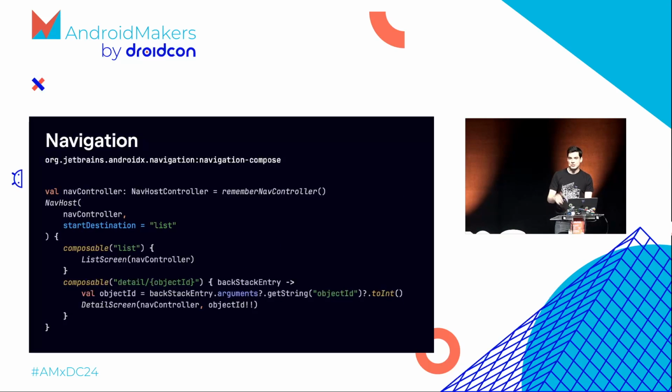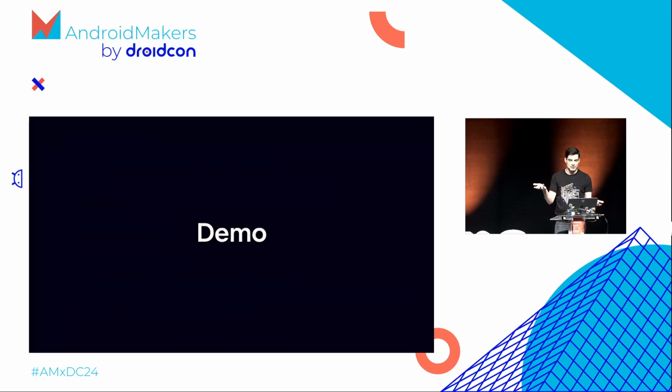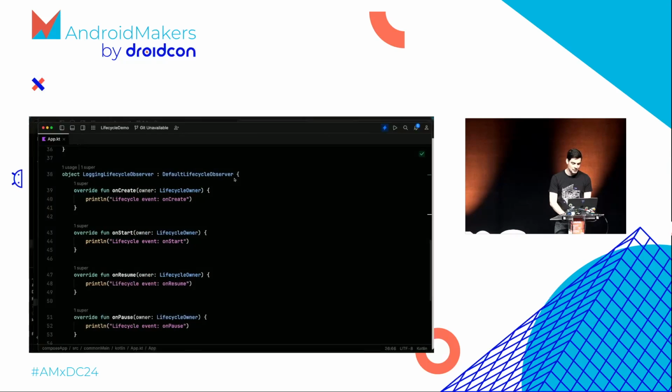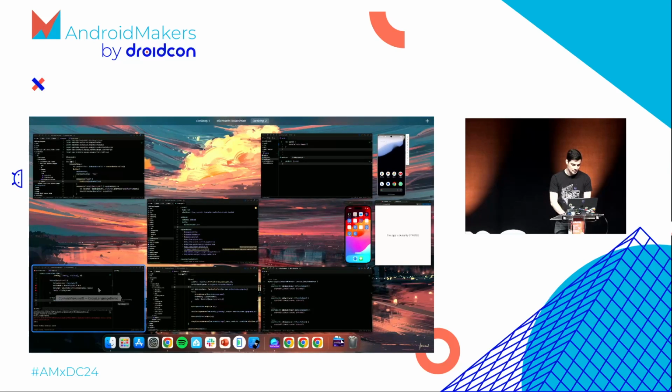So navigation, I feel like a broken record here, but it's the same thing as with Android and Jetpack Compose, but you can now compile it for multiple platforms. Again, you have a NavHost, you have various composable destinations, and you can navigate between them. Let's take a look at this code in the IDE and actually see it in action.